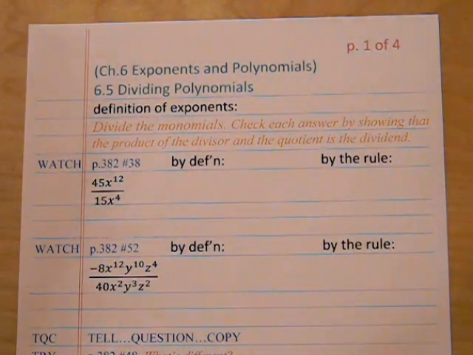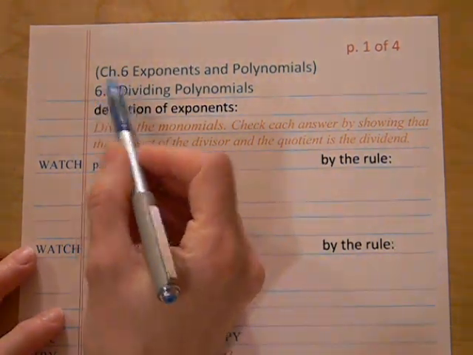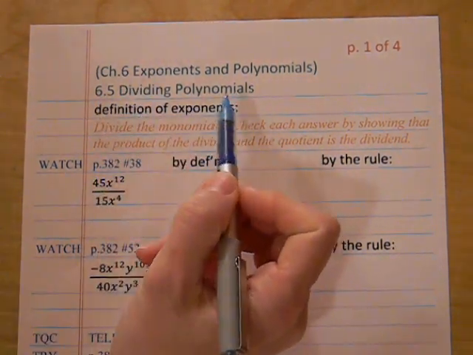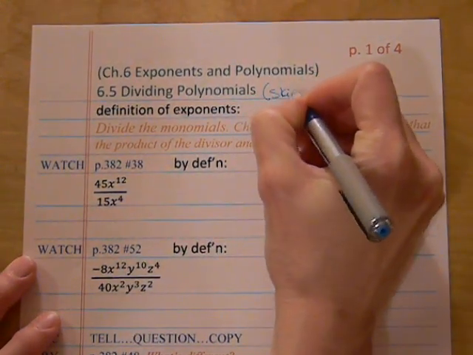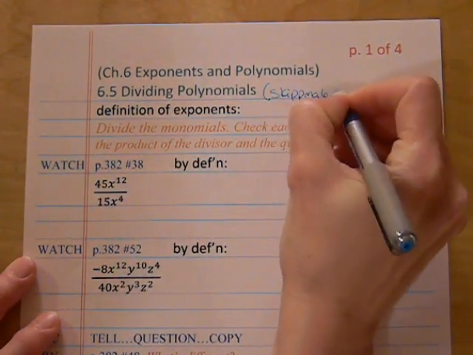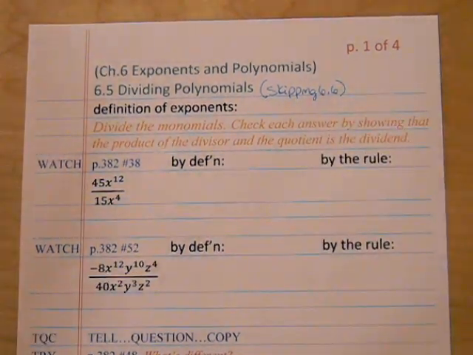Continuing our Chapter 6, Exponents and Polynomials, we're doing Section 6.5, Dividing Polynomials. We'll be skipping 6.6 after this and moving on to finish Chapter 6 with Section 6.7.